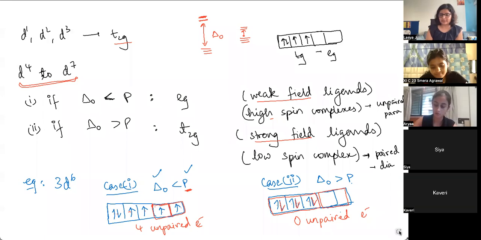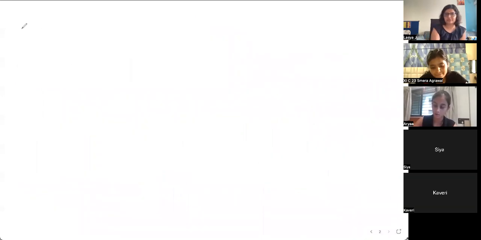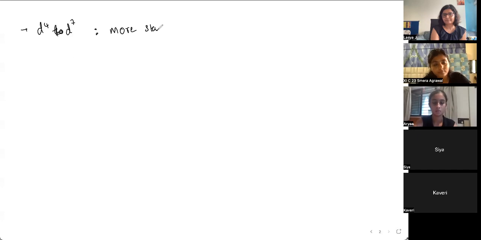Another fun fact, it has been observed that d4 to d7 complexes, meaning the configuration 3d4 to 3d7, are more stable for strong field than they are for weak field. Could you go back to the previous? Yeah.